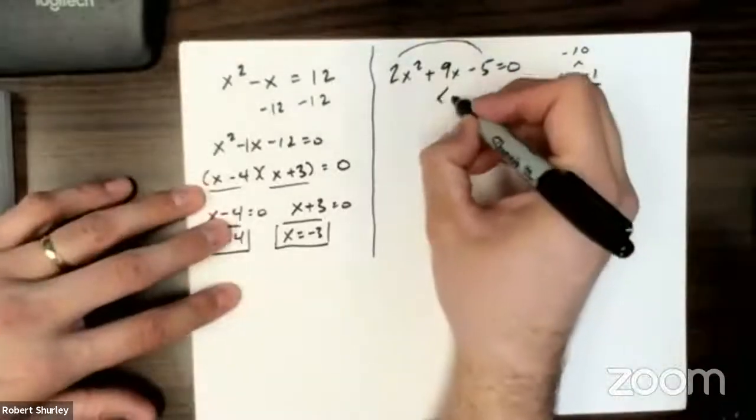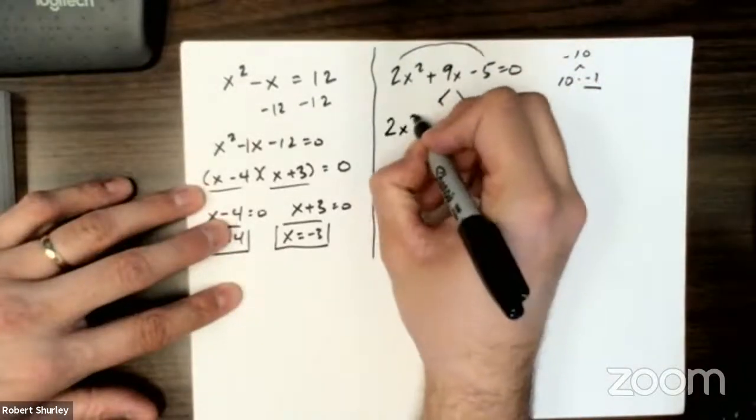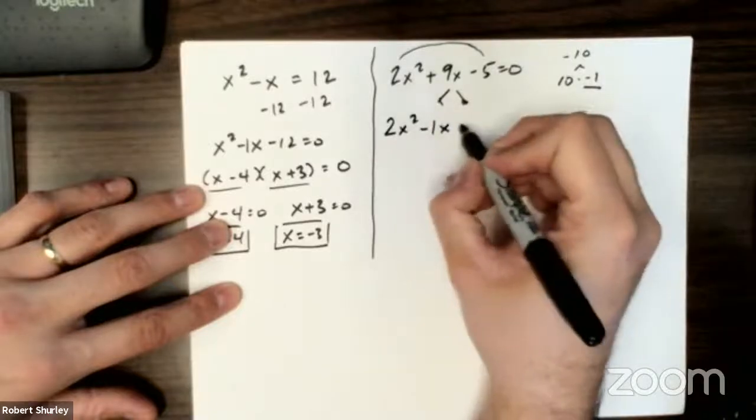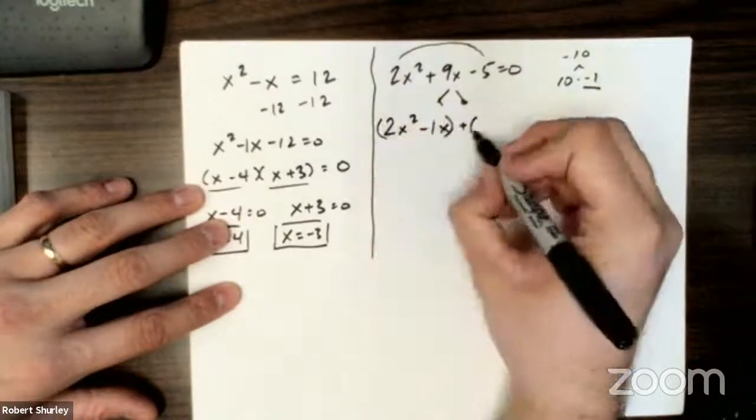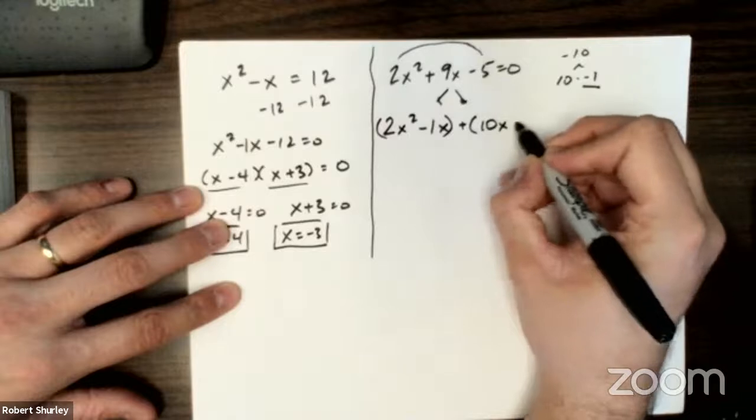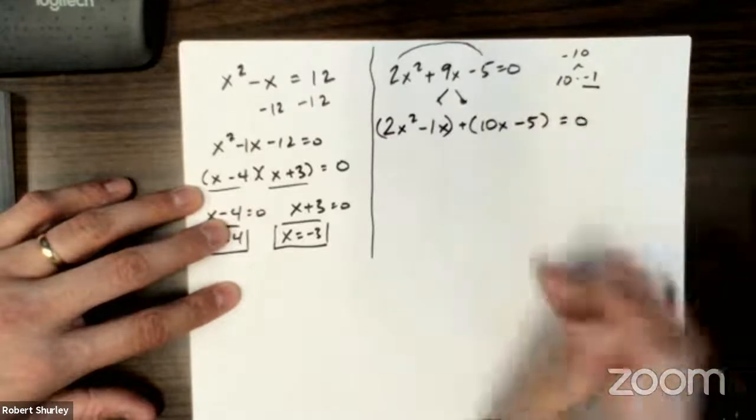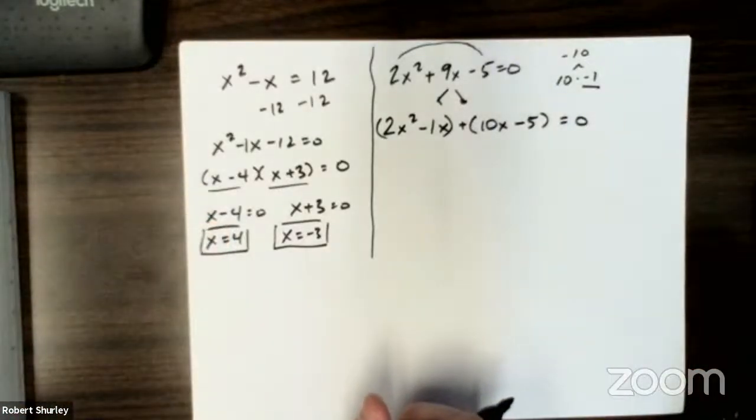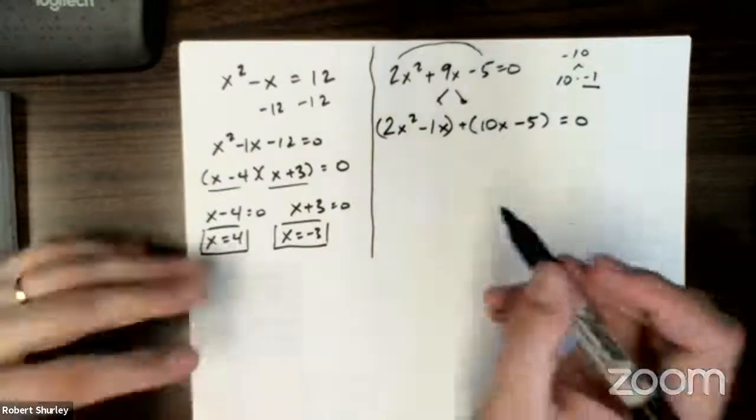it needs to be. So when I split these apart, I get 2x squared minus 1x plus 10x minus 5. Now there's an equal 0 there. Don't forget the equal 0. And then I just factor this by grouping.